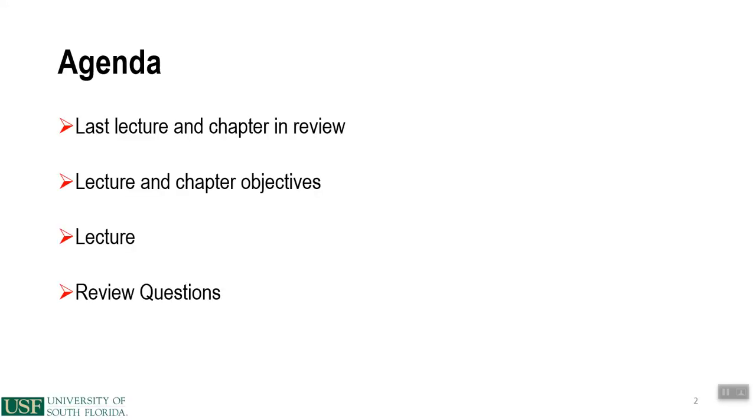Now, this is typically the type of agenda that I'll have for each lecture. At the start of each lecture, I will go over what we did in the last lecture and a chapter in review of what was actually covered in the previous lecture. This is to help build some continuity and get some flow in the course so that you can see how all of the lectures tie in together and how they build upon each other.